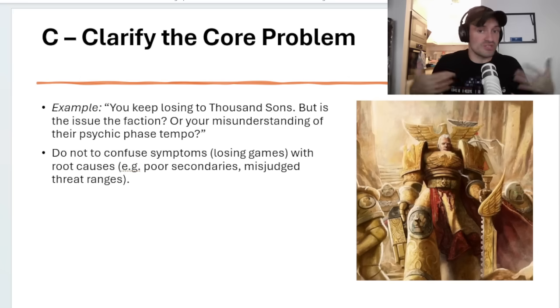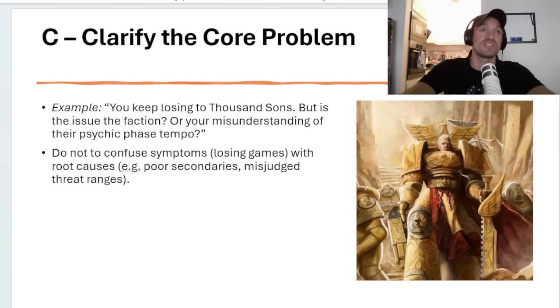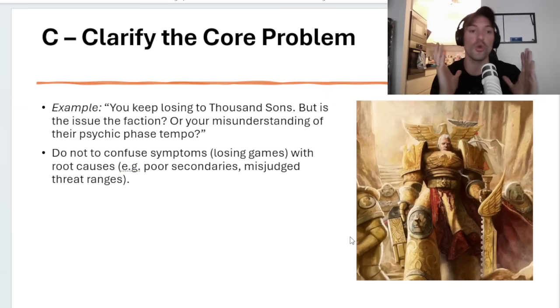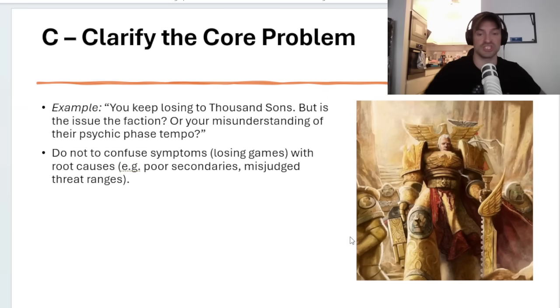Is it because Thousand Sons are just too strong? The answer is almost certainly no. There are going to be very few examples in Warhammer 40,000 where that is the correct answer. It is occasionally true, but it's rarely true. What you really need to do when you're trying to identify the core problem is, I don't want you to confuse your symptoms, such as losing games, with the root causes. Hey, you're losing games, but that's not the problem.